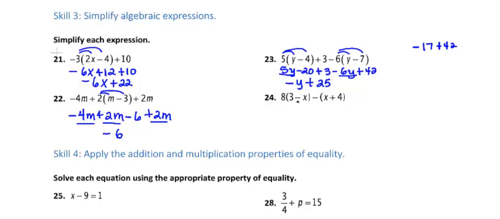Eight times 3 minus x minus the expression x plus 4. Understand there's a minus 1 in front of that parentheses. So when we simplify, we get 24 minus 8x minus x minus 4. Combining like terms, a negative 8x minus x is a negative 9x. 24 minus 4 is plus 20.